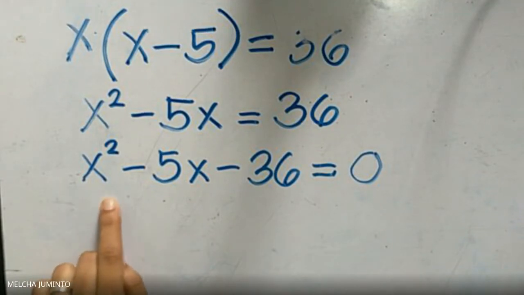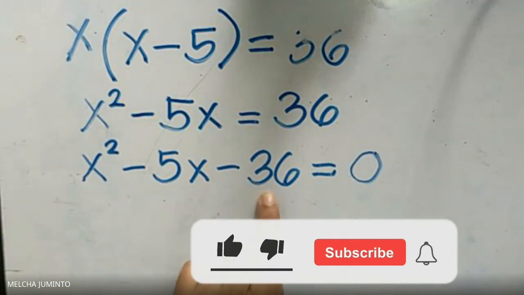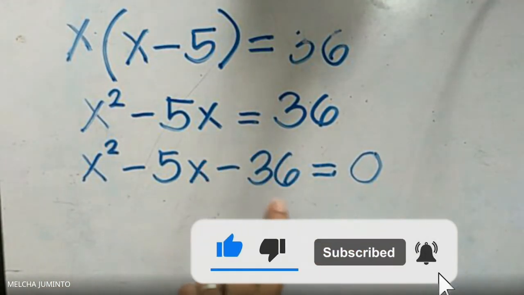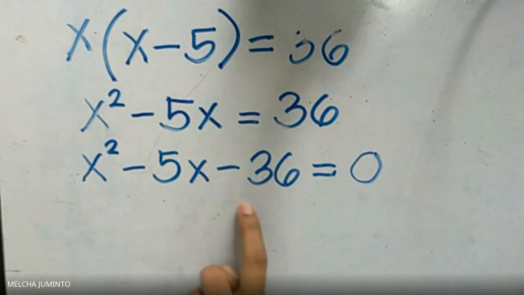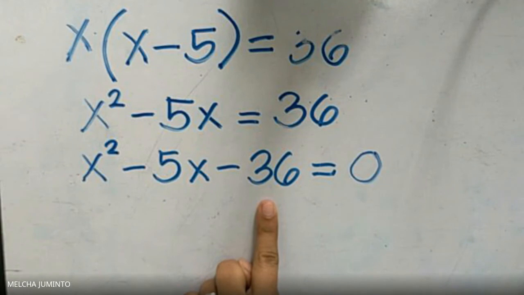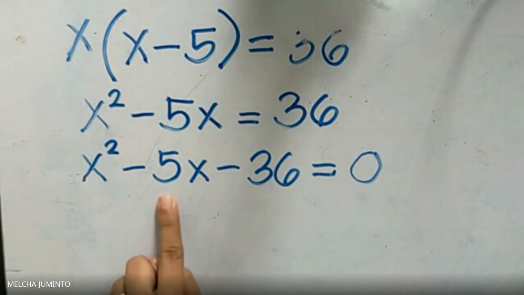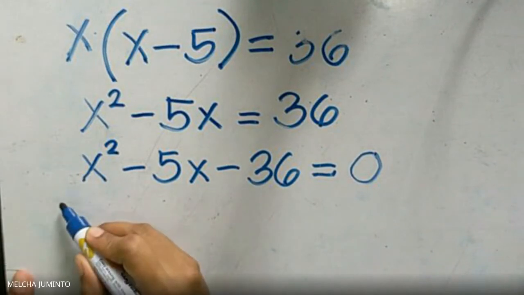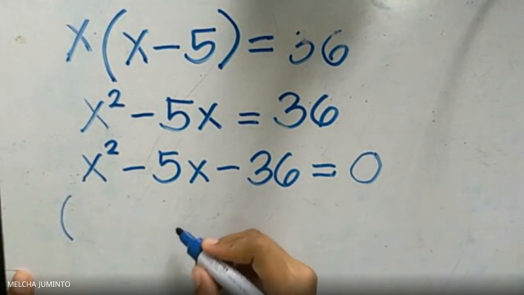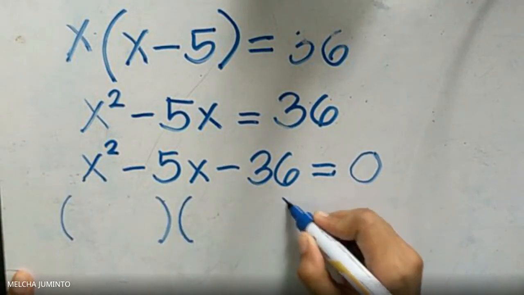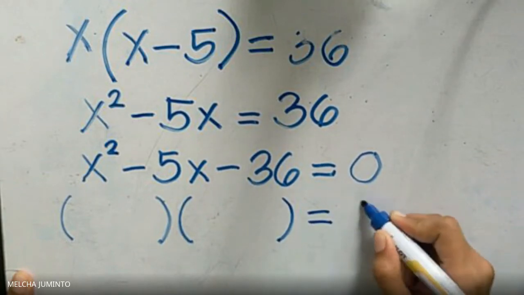Based on this form, we can use factoring because, as I can see here, the last term, negative 36, is a composite number with many factors. And then two factors of 36, when we subtract, it can be 5. So we can now write here two sets of parentheses and then just copy equals 0.